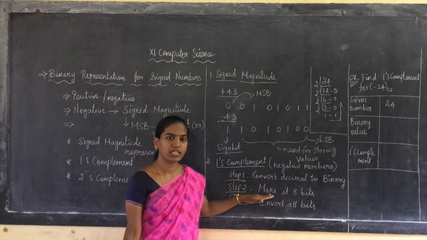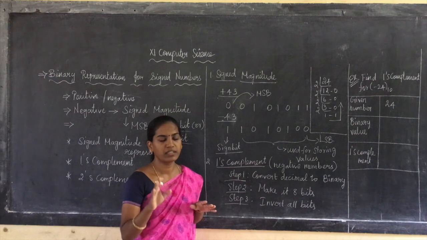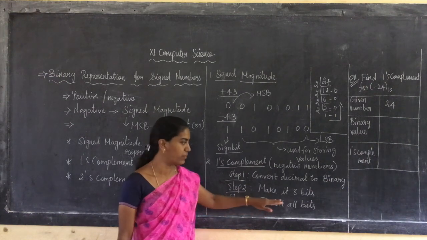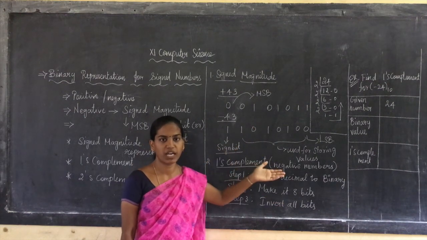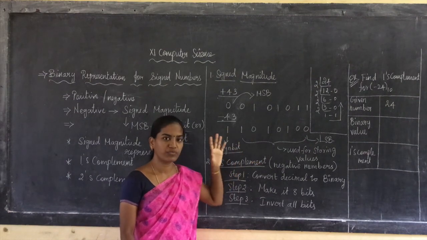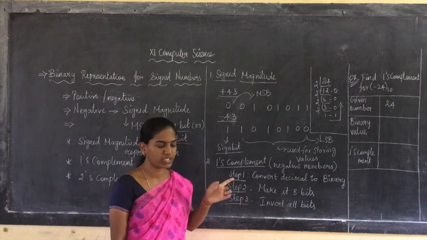Step 2 is to check if 8 bits are available. Otherwise you have to add zeros and make it 8 bits. As I said here, if we get only 6 bits, then add 2 more bits; if we get 7 bits, you can add 1 more bit; if we get 4 bits, you can add 4 more bits. Zeros are what we add.